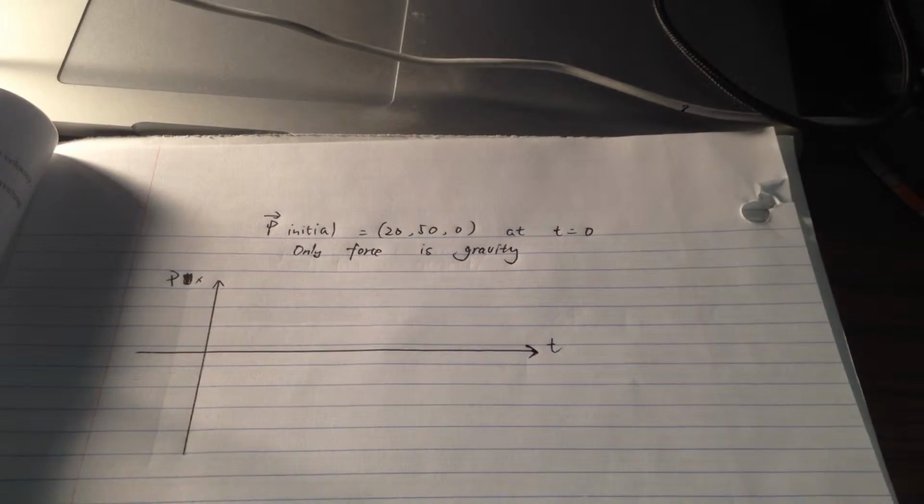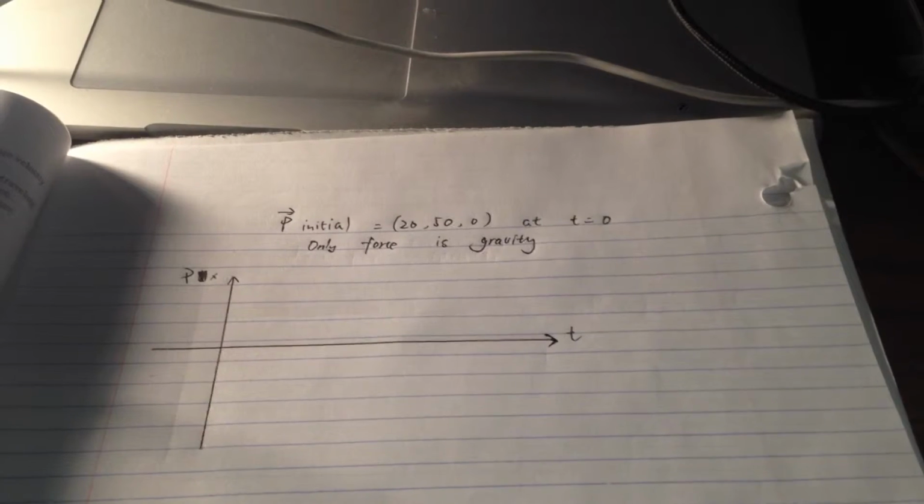Let's look at question 2, part D from test 1. The question goes like this. Standing at the top of Clough Commons, you throw a tugboat into the air, giving it an initial momentum of P initial equals <20, 50, 0> at time t equals 0. Sometime later, it lands on the ground a vertical distance of 20 meters below.